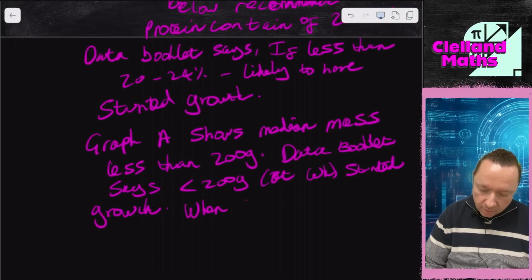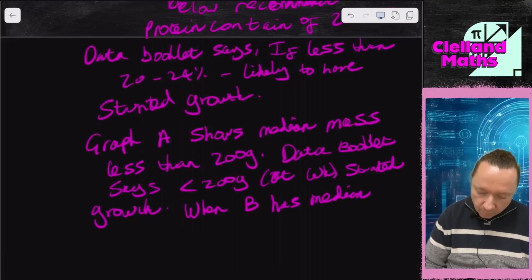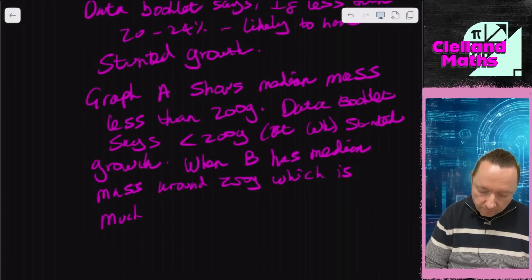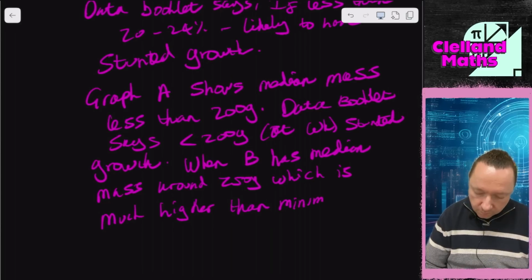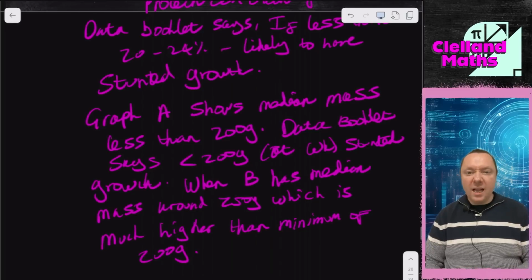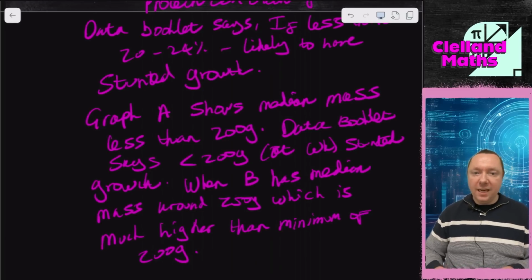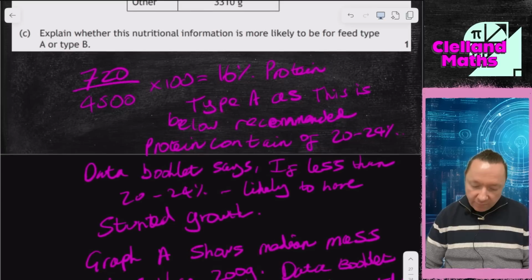Where B has median mass around 250 grams, which is much higher than the minimum of 200 grams. Obviously, I've over-egged this and said probably a lot more than you have to say, but essentially that's it.